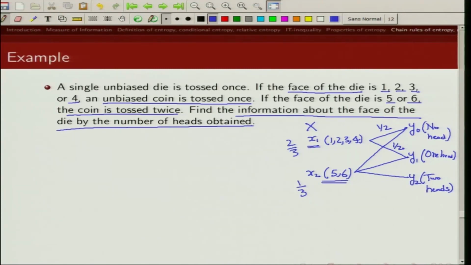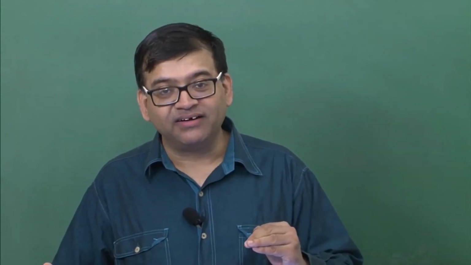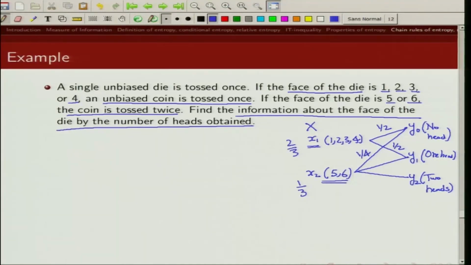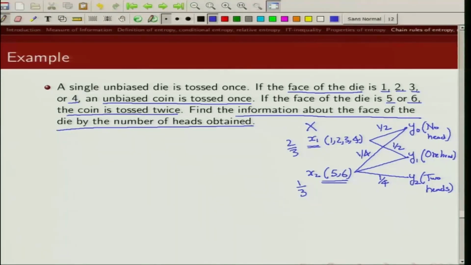Now if I get x2, which is the face of the dice being 5 or 6, then I am tossing the coin twice. So what is the probability of getting no head? That is half into half, so this will be 1 by 4. And what is the probability of getting two heads? I have to get head in the first toss as well as head in the second toss, so that probability is half into half, which is again 1 by 4. And what is the probability of getting one head? I can either get head in the first toss and tail in the second toss, or tail in the first toss and head in the second toss. So the probability of this and the probability of this add up to half.